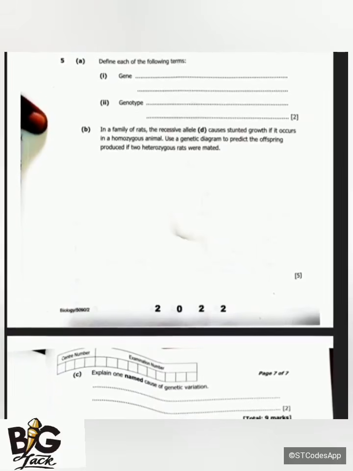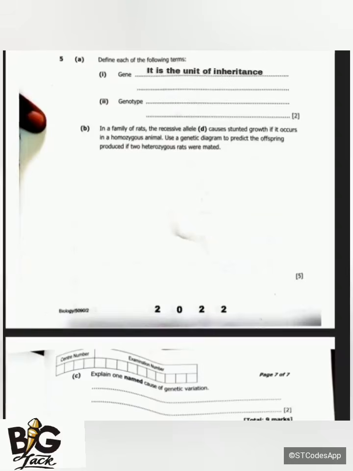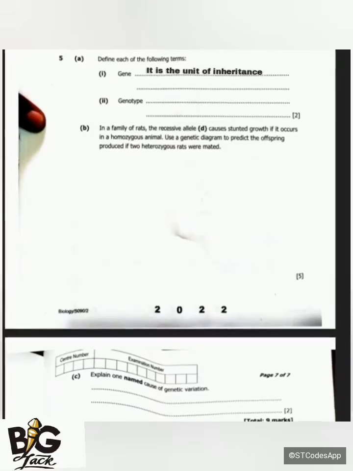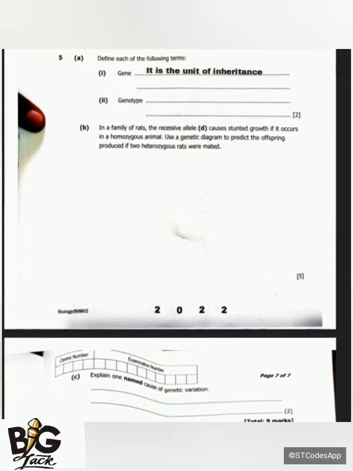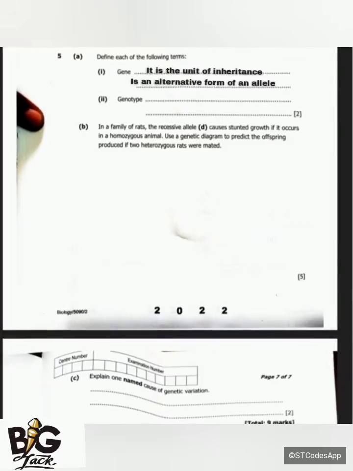So the gene is just the unit of inheritance. Or I'm going to say a gene is just an alternate form of an allele.